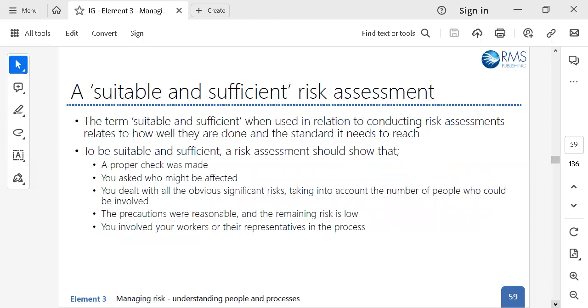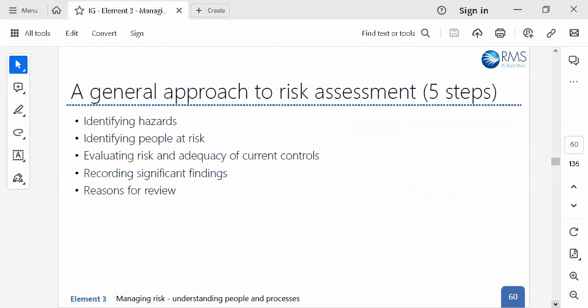A suitable and sufficient risk assessment. The term suitable and sufficient, when used in relation to risk assessments, relates to how well they are done and the standard they need to reach. To be suitable and sufficient, a risk assessment should show that a proper check was made. You asked who might be affected. You dealt with all the obvious significant risks, taking into account the number of people who could be involved. The precautions were reasonable, and the remaining risk is low. You involved your workers or their representatives in the process of risk assessment.